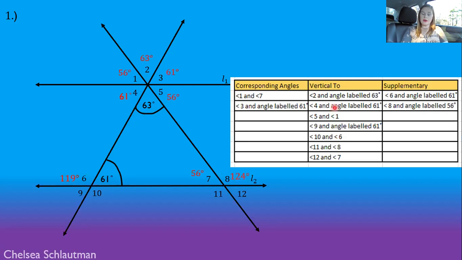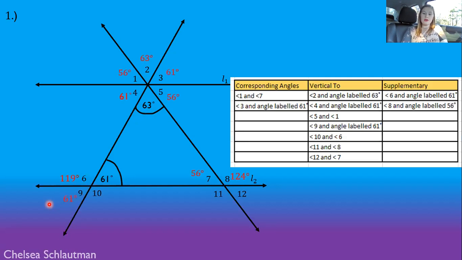Angle 9 on the table here shows it's vertical to another angle. So it is going to be vertical to the angle that is labeled 61. And remember, vertical to means it's on the opposite side. They're still going to be the same value, but they're just opposite. So if you were to flip that over, it would be laying on top of that angle we have labeled 61. So angle 9 is also going to be 61 degrees.